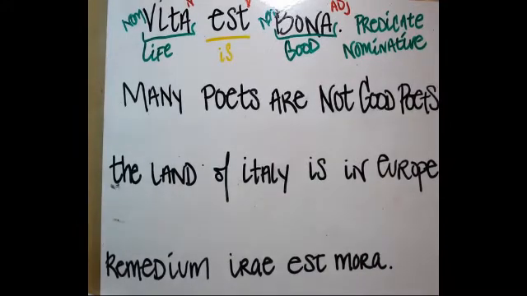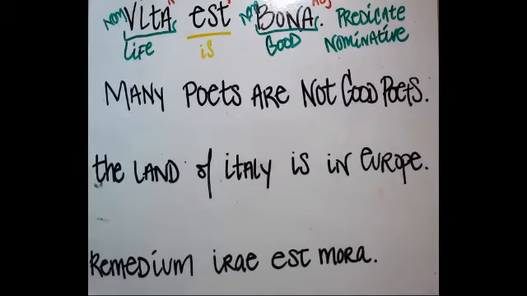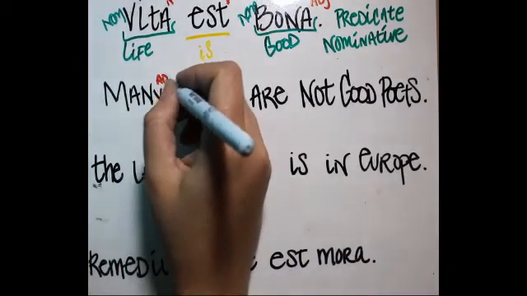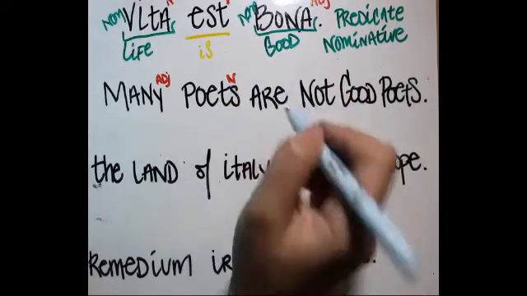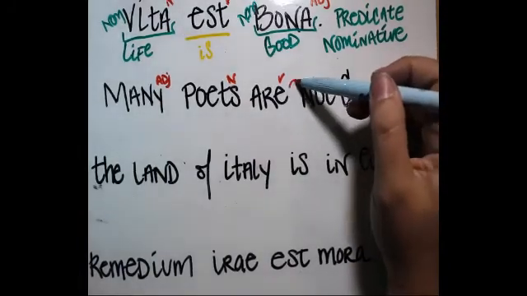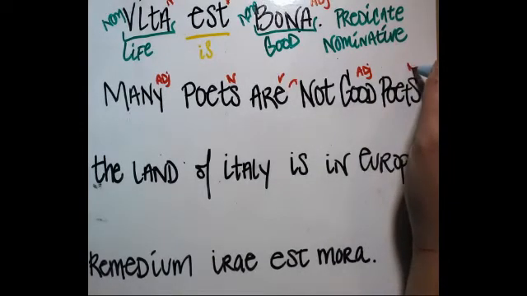Now we're going to go from taking something out of Latin to putting something into Latin. Many poets are not good poets. This is another predicate nominative, so it's going to be pretty easy. So what parts of speech do we have here? Many is an adjective. Poets, this is a noun. Are, this is a verb. Not, that's a negation, and that's going to go with our verb here. Good, that's another adjective. And poets, again, that's another noun.